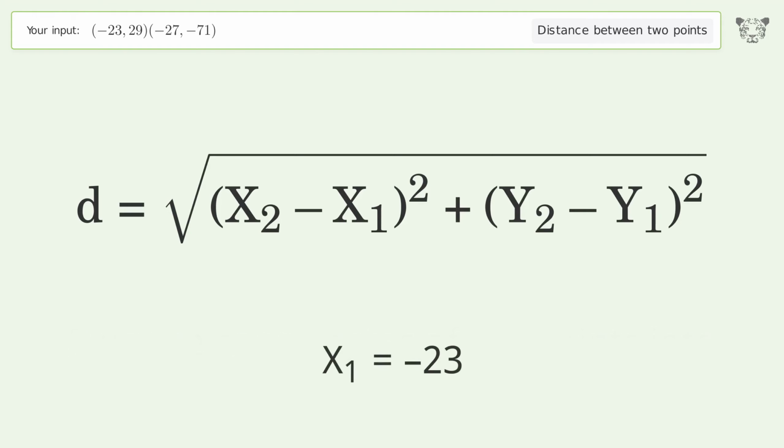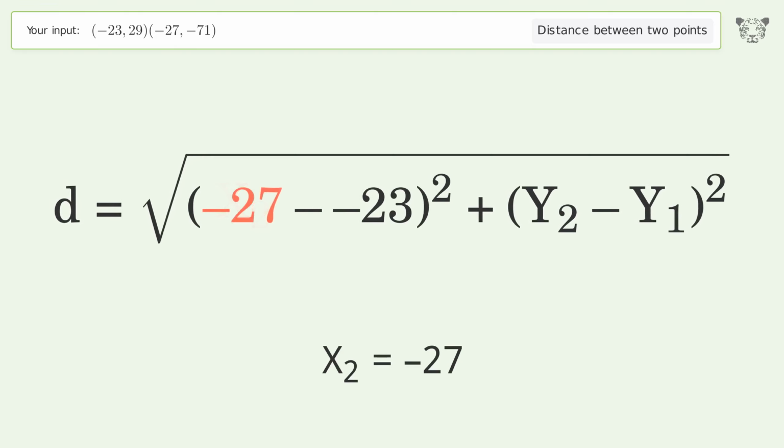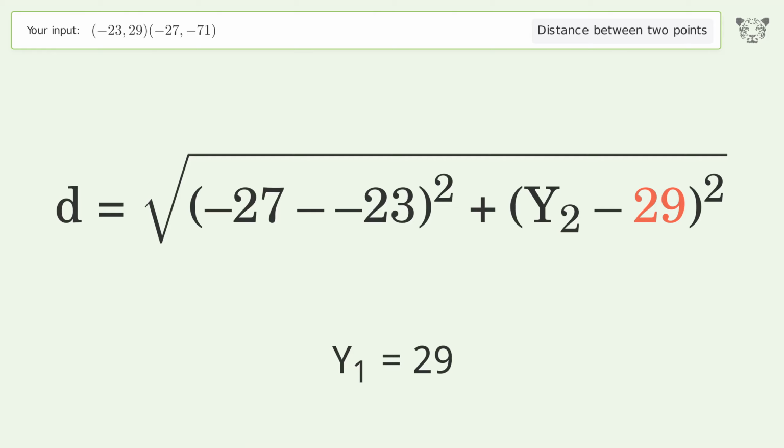x1 equals -23. x2 equals -27. y1 equals 29. y2 equals -71.